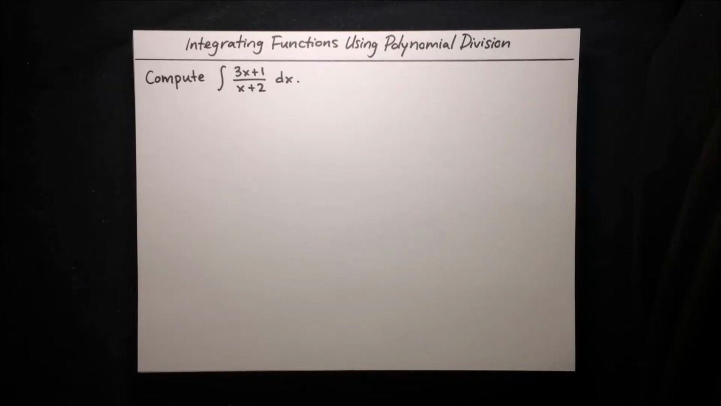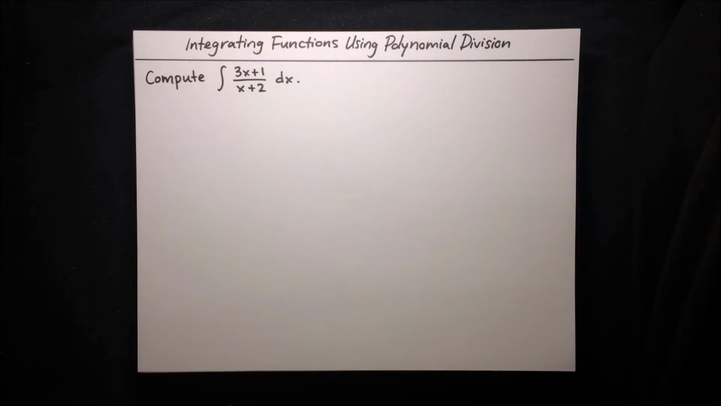In this video, I'm going to show you how to integrate functions using polynomial division. So here for our first problem, we want to compute the integral of 3x plus 1 over x plus 2 with respect to x. Now, at first glance, this integral looks a bit tough because it's a rational function. But it's actually quite easy if we do synthetic division first, so that we convert this rational function into a polynomial plus a reciprocal function.